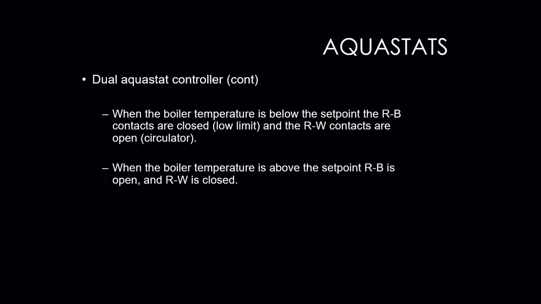Your dual Aquastats, when the burner temperature is below the set point, the terminals R and B contacts are going to close because those are our low limit connections, and R and W contacts are going to open. That is our circulator. R and B is our low limit. R and W is our circulator. So when the boiler temperature is above the set point, R and B is now going to open, and R and W is going to close, turning on the circulator.